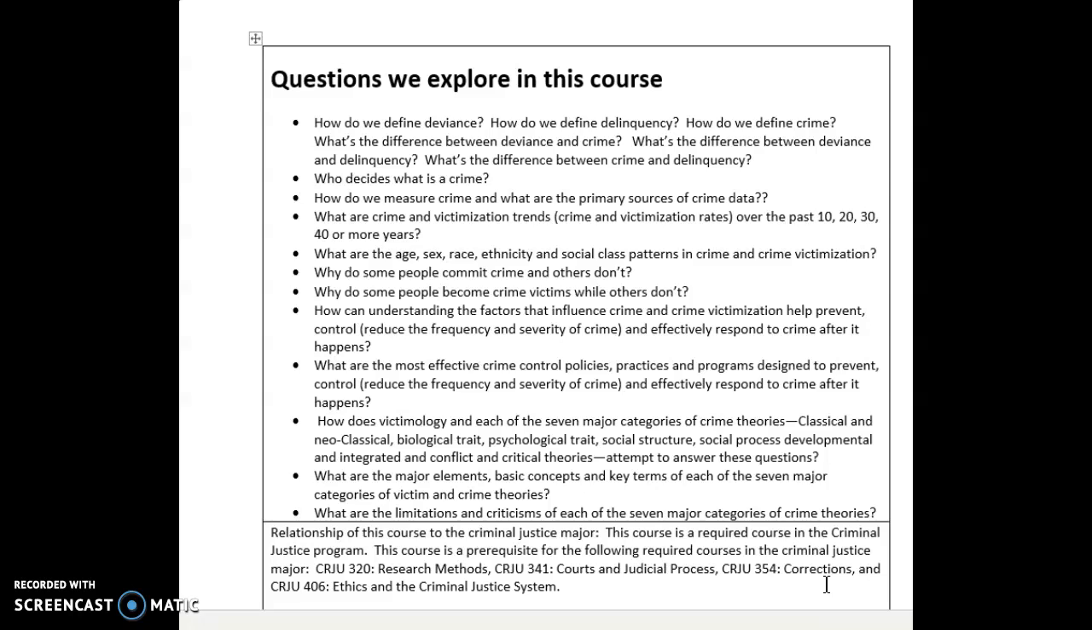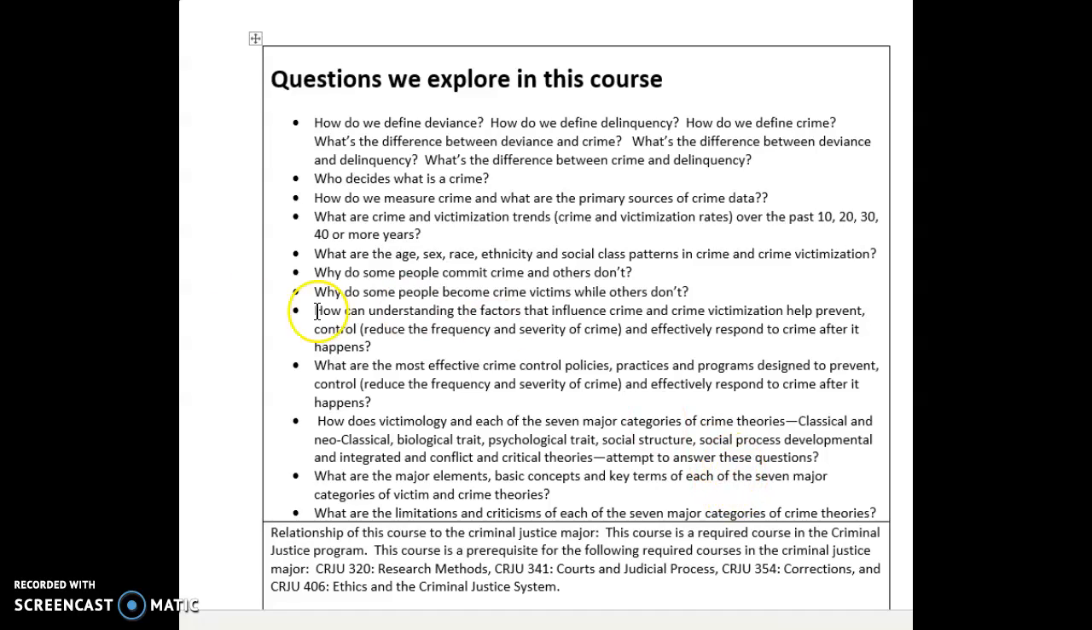There is one sort of combination. I'll call it a combo meal. It's called Integrated Developmental Theories of Crime, which is the last theory we will study, and that looks at crime from multiple perspectives, and pieces of other theories have been woven together to comprise the new and emerging developmental theories of crime.